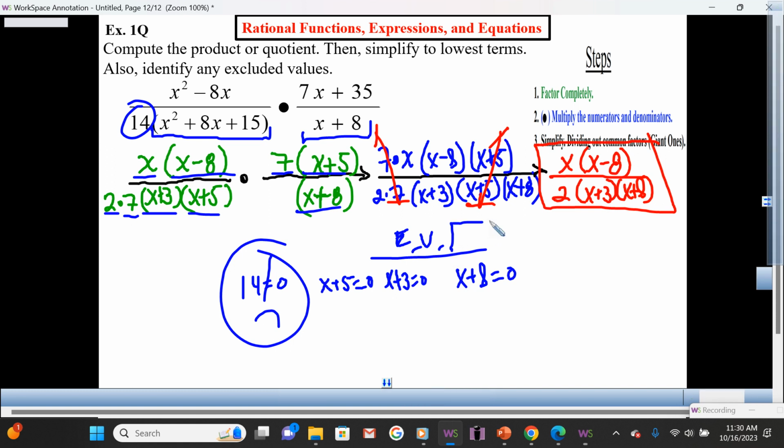So, answer: excluded values. Rylan, go. Negative 3, negative 8, and negative 5. All right. I think we got it. Do we need one more, or shall we move on to division? Division? All right. Yeah, I think we got it, right?